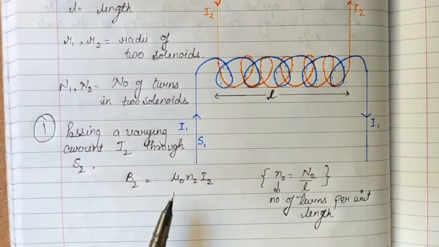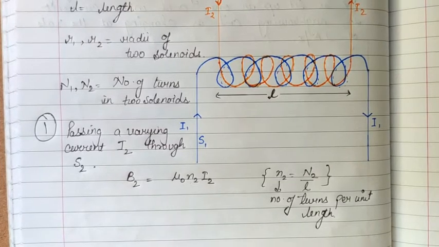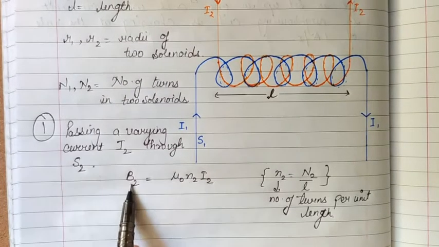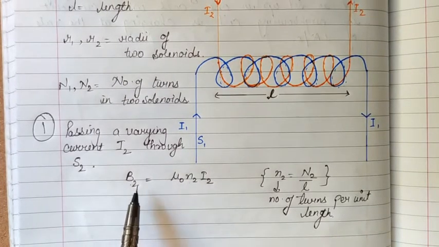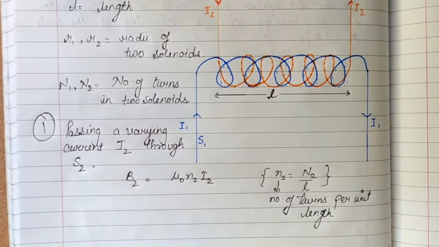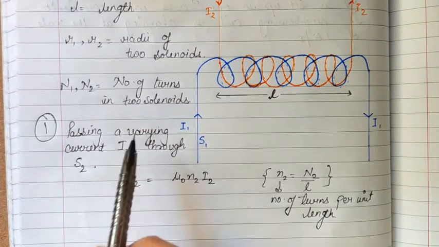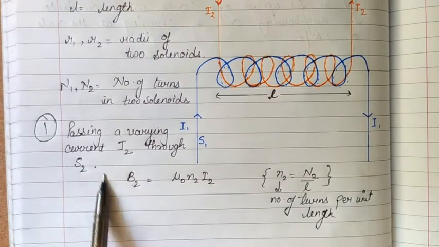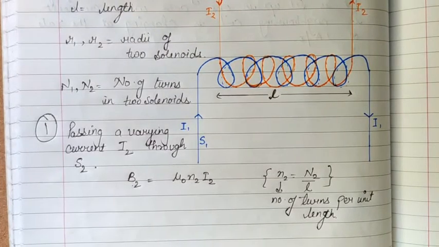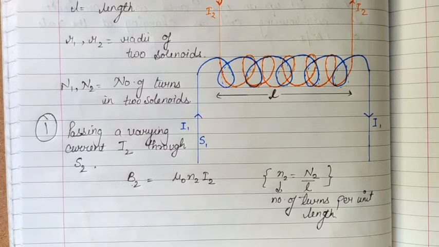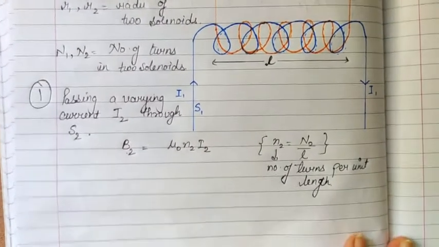Now because of this magnetic field, a magnetic flux is linked with the solenoid S1. This magnetic field is the reason for the magnetic flux linked with solenoid S1, and it keeps changing when the current I2 varies. Because I2 is a varying current, this field will vary, and because of that the magnetic flux linked with S1 will also vary. So now we are looking at the magnetic flux.